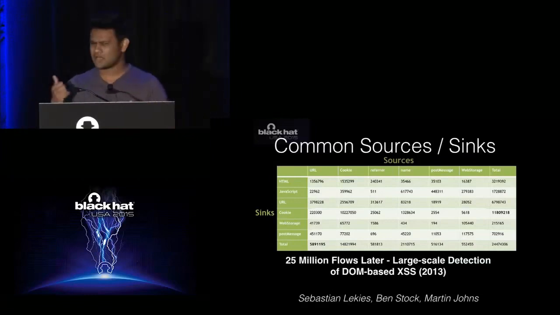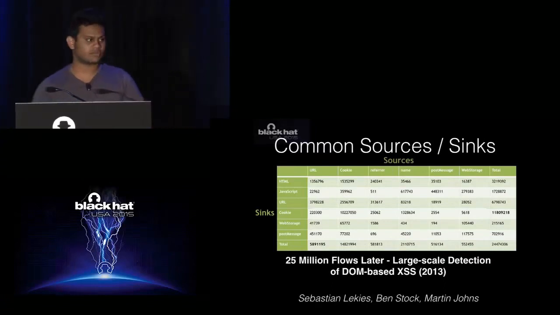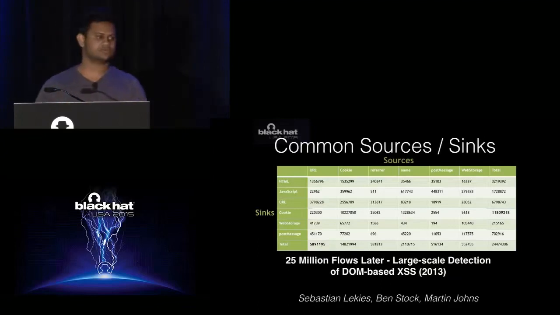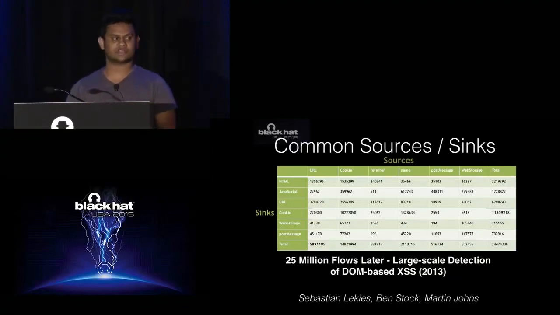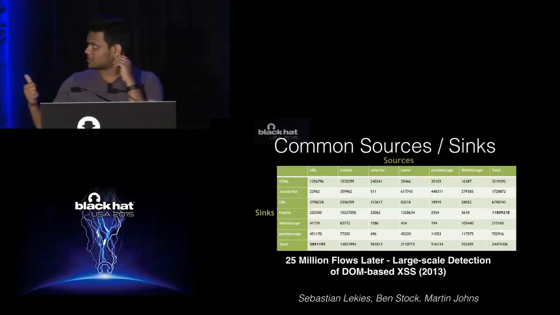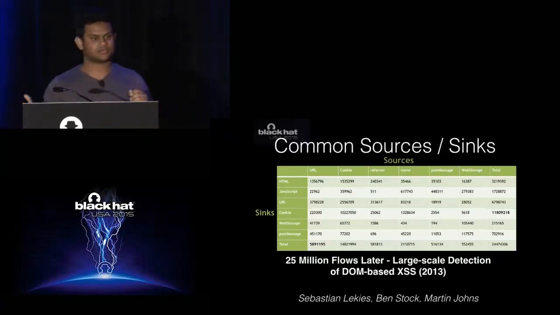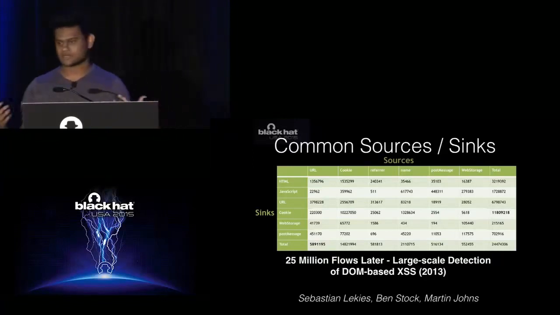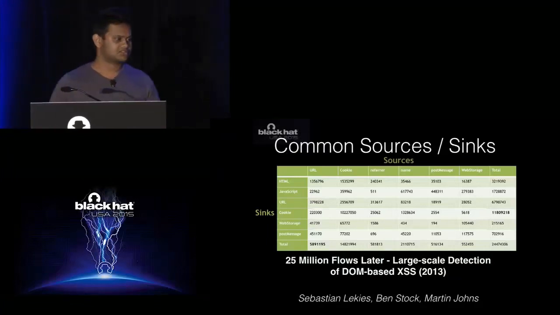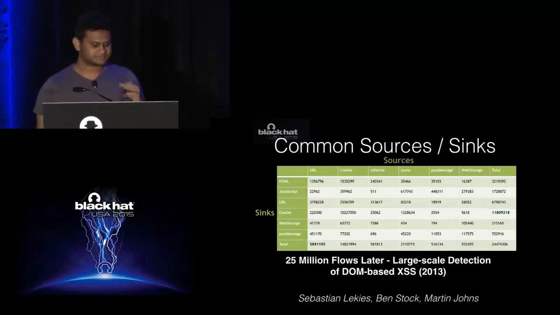During the past Black Hat talks, we have seen some amazing research in terms of DOM XSS, how prevalent they are, and the kind of tools which have been used in taming them. Sebastian, Ben, and Martin did this research on 25 million flows, where they took the Alexa top 1,000 or 10,000 websites, ran their own instrumentation engine on that using some crawling, and found the most commonly used sources and sinks.